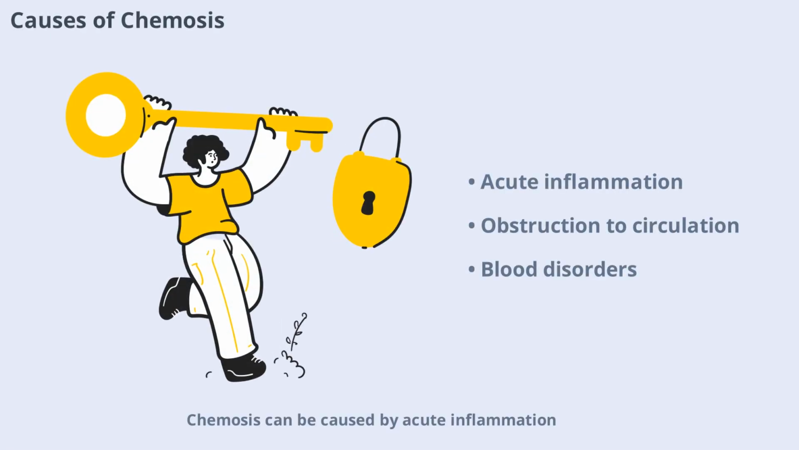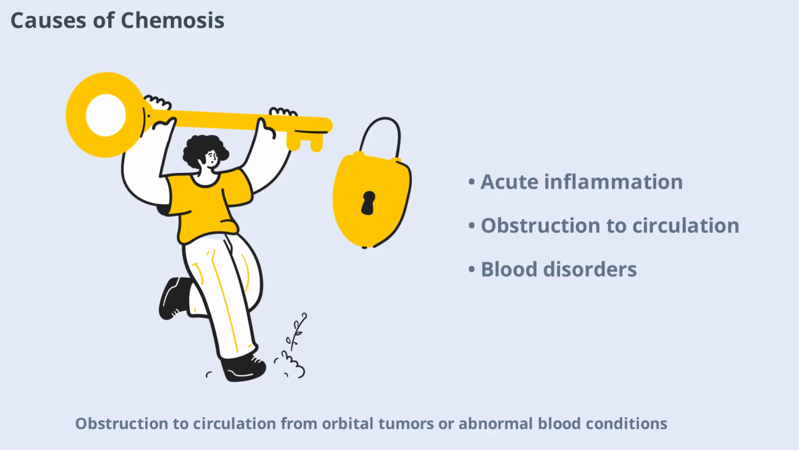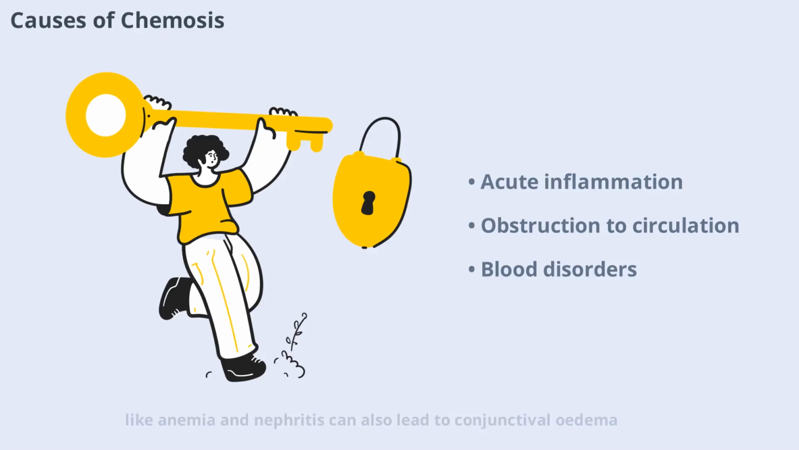Chemosis can be caused by acute inflammation, such as gonococcal conjunctivitis, panophthalmitis, or acute glaucoma. Obstruction to circulation from orbital tumors or abnormal blood conditions like anemia and nephritis can also lead to conjunctival oedema. Identifying and treating the underlying cause is essential for effective management.